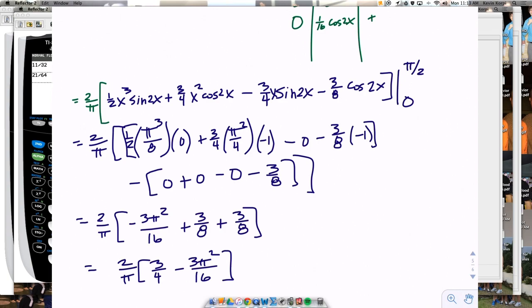I put it in the front, and that's as far as I went. 2 over pi times the quantity 3/4 minus 3 pi squared over 16. Not a very pretty number.